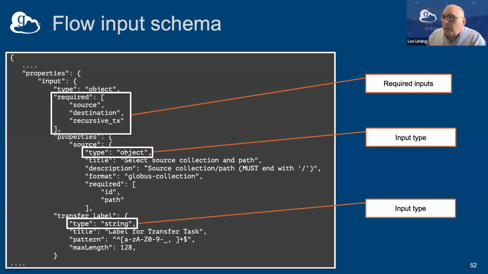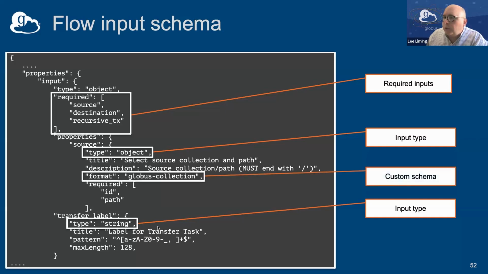And then for each of those things, it defines what each one is. Source is an object. In this case, it's a Globus collection, and so it'll put up the collection picker in the interface when you launch the flow. If you're running it from the API, you need to provide a collection ID and a path within that collection. In this case, it's a string, and it needs to match this particular regular expression. And it has a maximum length of 128 characters. So basically, you get to say what the inputs to this flow look like.